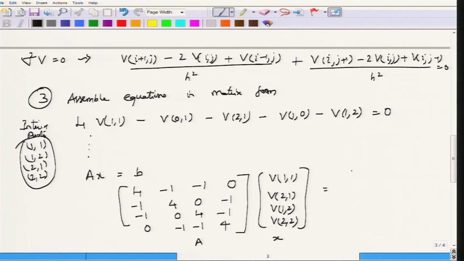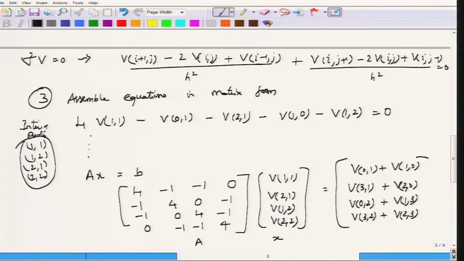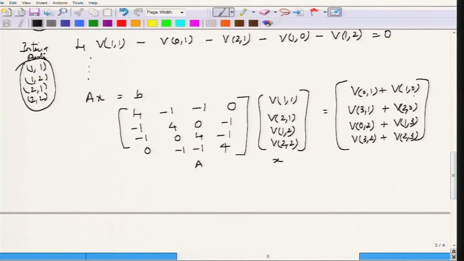On to the right hand side you will have V of 0 comma 1 plus V of 1 comma 0, then V of 3 comma 1 plus V of 2 comma 0, V of 0 comma 2 plus V of 1 comma 3 and then finally you have V of 3 2 plus V of 2 3. Okay. So, you can substitute for the expressions here, these two values will turn out to be 0. So, this is your B vector. So, this will turn out to be 0, this will turn out to be 0, and what is this V of 0 2? V of 0 2 point comes, if you go back to the boundary, this is at x equal to 0 and y equal to 2.